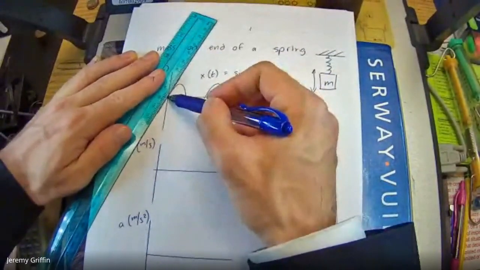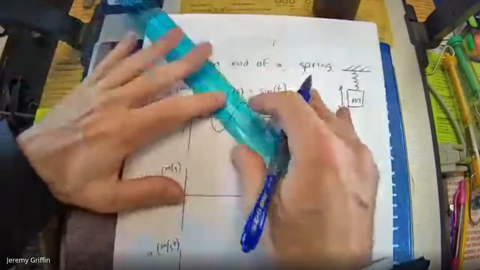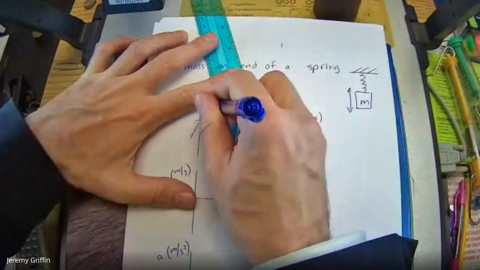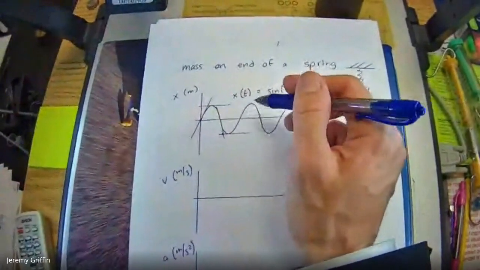See how the slope starts off really steep, right? And then here the slope goes to 0. Then here the slope is like negative, pretty steep, right? And then by the time it gets to this point, 0 again, and then it just cycles around over and over, right?